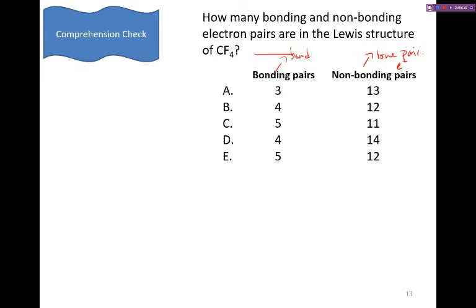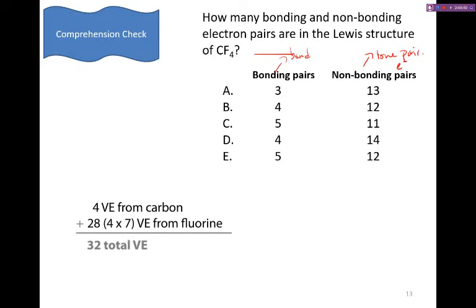Welcome back. So what you should have done for this one is seen that we have 4 valence electrons from carbon and 28 total from the fluorines. There's 4 fluorines and each one has 7, giving us a total of 32 valence electrons. Put this carbon in the central spot because it's the least electronegative element. There's also only one of it. And then the fluorines on the exterior.